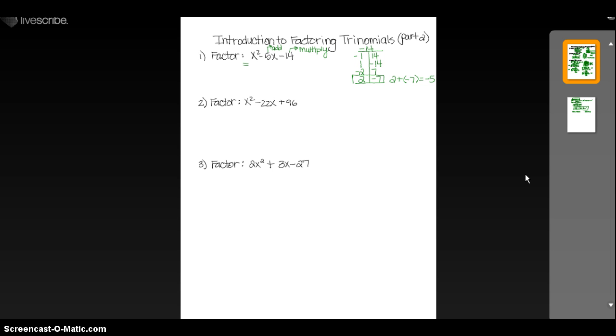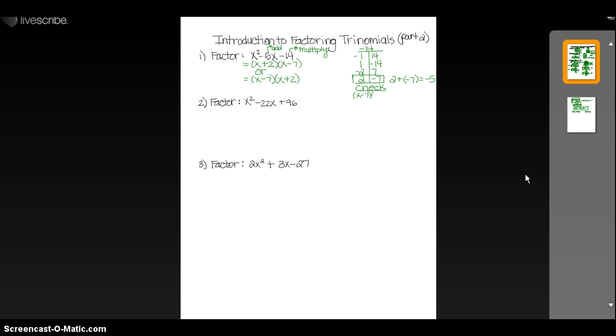So that means that this factors to x plus 2, because it was a positive 2, and x minus 7, because it was a minus 7. Or you could put the x minus 7 first. It doesn't matter which way. You could put x plus 2 times x minus 7, or you could put x minus 7 times x plus 2. Now, you always want to check. So let's check real quick.